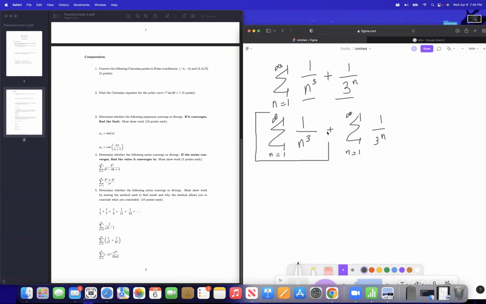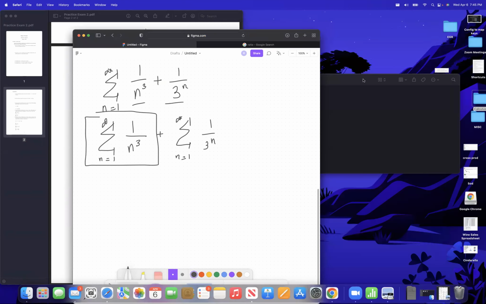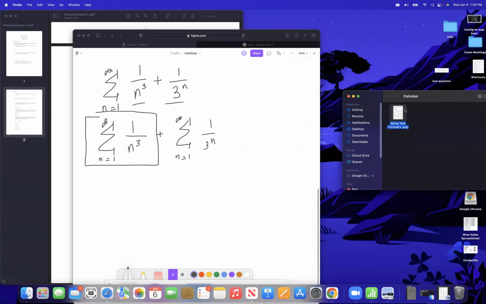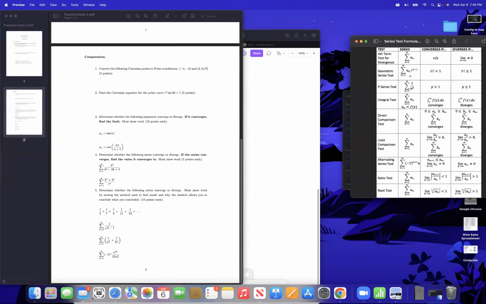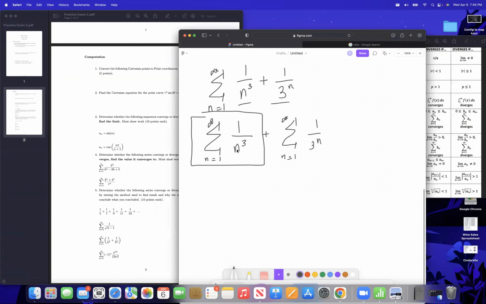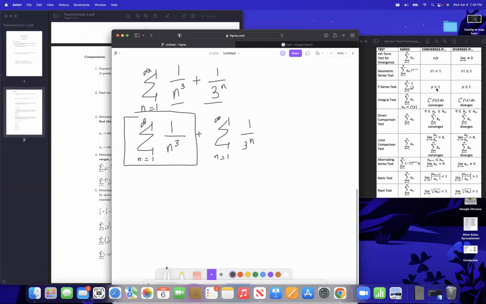So you're looking at this and you're thinking, okay, well, this is a P series, right? Why do I say it's a P series? Because it matches that form, 1 over n to the P, but the P is 3. So what does the P series say? It says if the P value is greater than 1, then you converge. So this part we know converges, only this part.